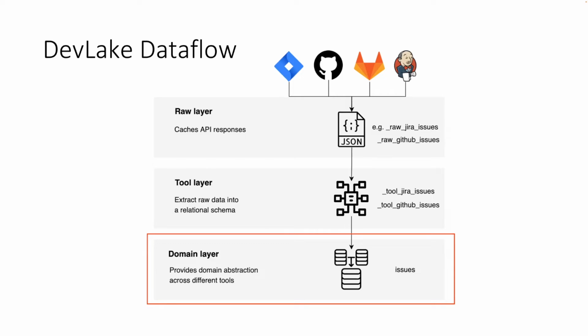So the developers only need to implement metrics like cycle time or code review rounds only once against the domain layer schema. So this is roughly the data workflow, the data flow of a DevLake plugin.